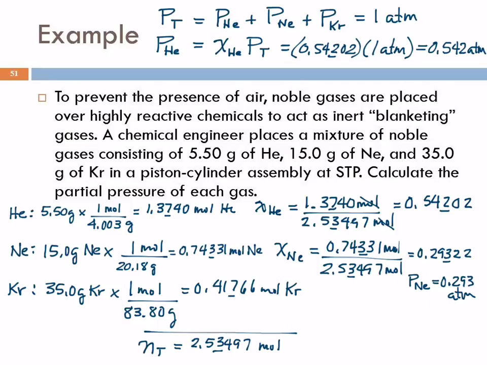And so for krypton, we can calculate the mole fraction by taking 1 and subtracting these two numbers, or we can do it the same way. Do it whichever way makes more sense to you. 0.41766 moles over 2.53497 moles.